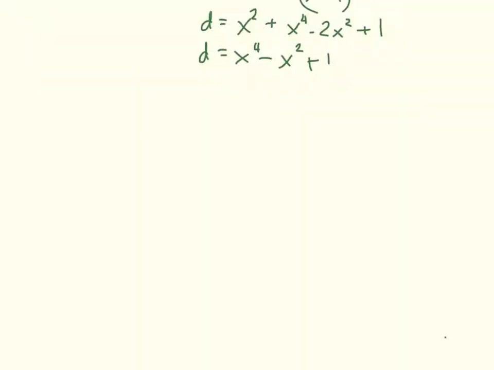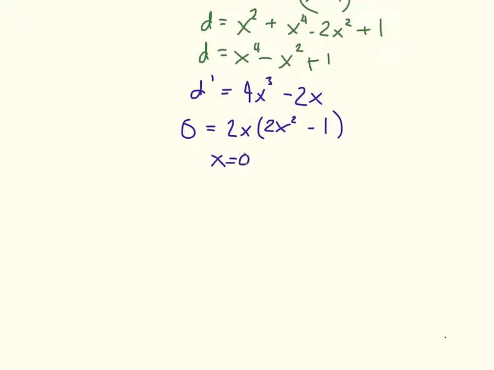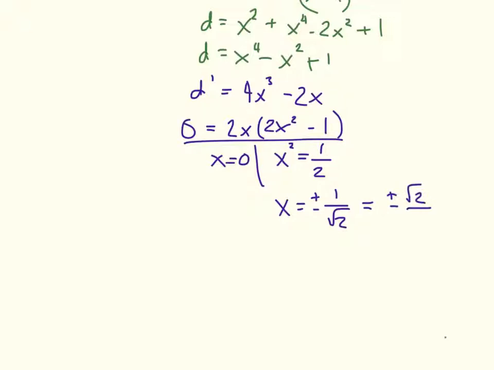All right, so I need to go ahead and take the derivative of that function. So it'd be 4x cubed minus 2x. Set that equal to 0, so I should be able to factor out a 2x here, and I'd have 2x squared minus 1. So clearly I get x equals 0, and I get x squared is equal to, let's see, 1/2 when I do that. So I take the square root and I get plus or minus the square root of 1 over the square root of 2. All right, so you can leave it like that.